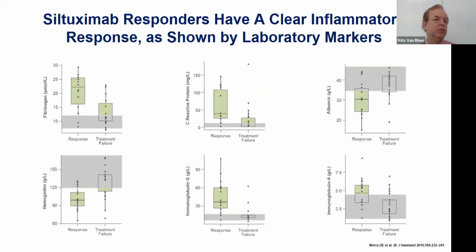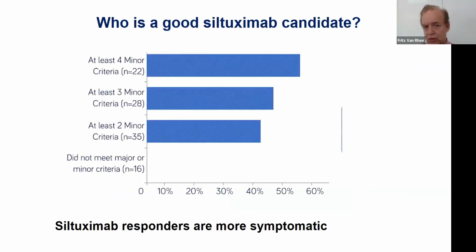Now, who responds best to siltuximab? And here we compared responders to non-responders. And here you can see patients with a higher fibrinogen, a higher CRP, a lower albumin, lower hemoglobin, and higher IgG levels seem to be responding better. So you have a higher chance of responding if you have laboratory evidence of an inflammatory response. We also looked at this in terms of clinical parameters such as minor criteria. And here we looked at symptoms, and if you're more symptomatic, with more minor criteria, then you're also more likely to respond to siltuximab.